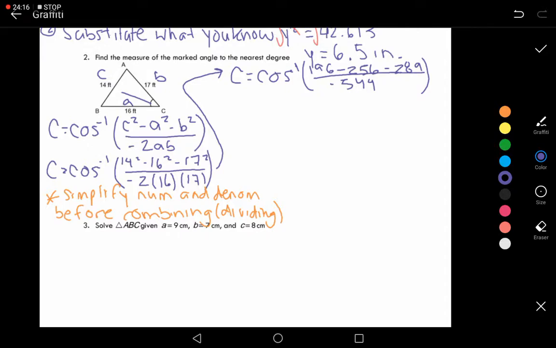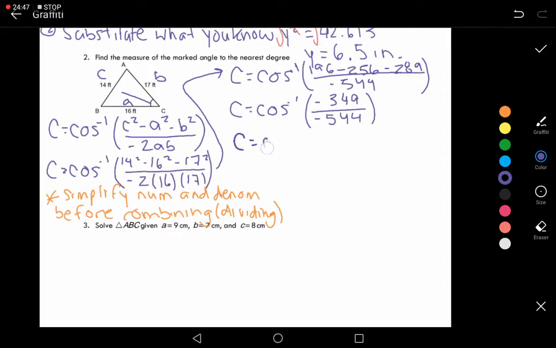Again, my denominator there is simplified, but I just want to simplify the top before I go any further in dividing those. So I have 196 minus 256 minus 289. So I have -349 divided by -544. Those are fully simplified now, so I can carry out that division.